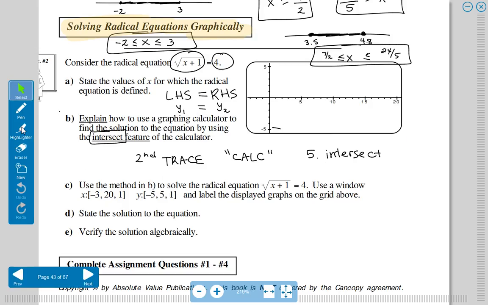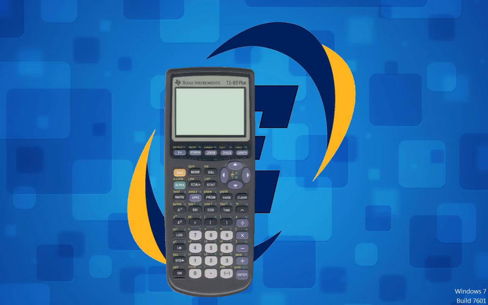See if I can get a line tool. No line tool? Oh my gosh. Okay, we'll just use a calculator.